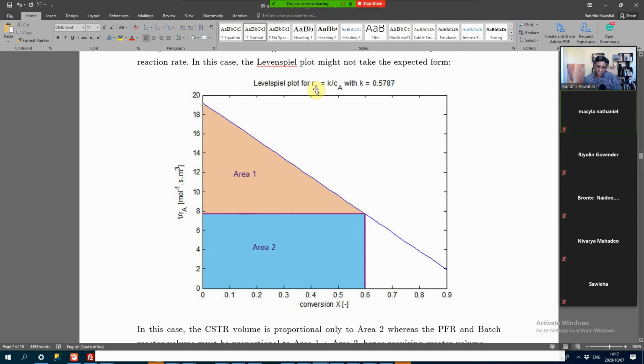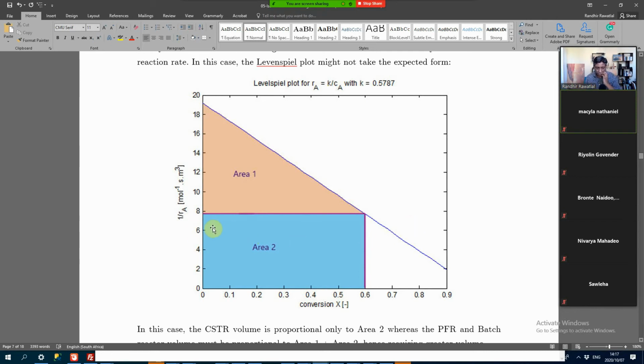So this does happen. It's not as common as the other case where the more reactant you have, the higher the reaction rate. That's the most common case, but this can happen. So in a case like this, your curve might look something like this. In contrast to the other case where the curve slopes up, in this case, it's an inverse relationship.